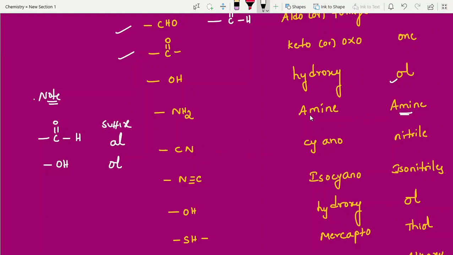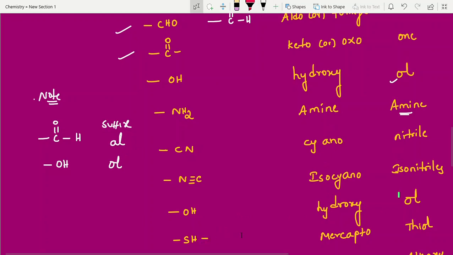This is cyano. If it is a prefix, that means second priority; first priority means nitriles. And N triple bond C, this is isocyano, which we call isonitriles. These two are functional isomers. And OH, hydroxy, ol, already written here.